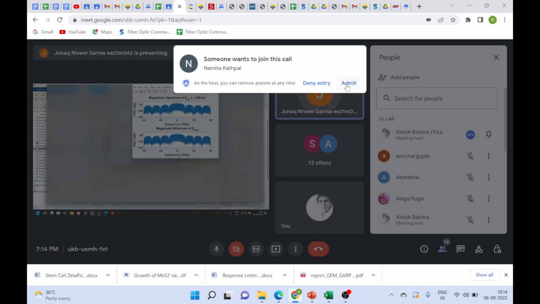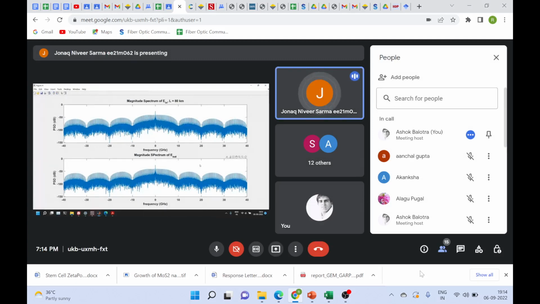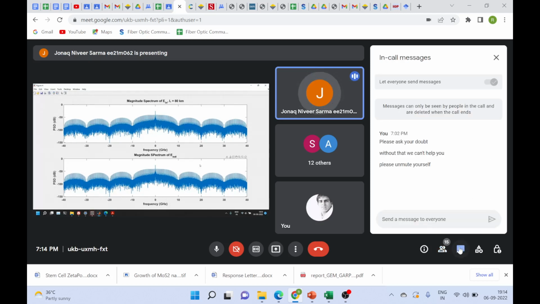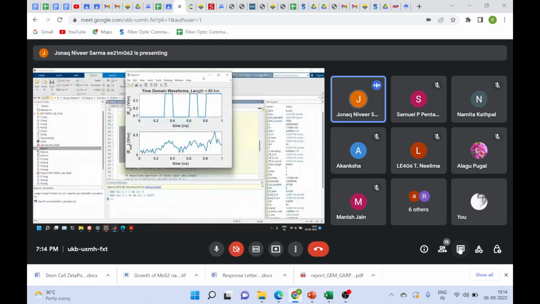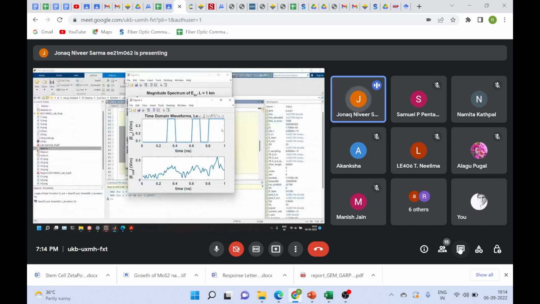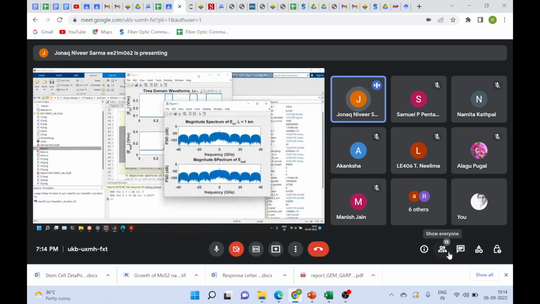the magnitude spectrum shows no difference because the transformation that was applied will mess with the phases, but in the frequency domain, it won't affect the magnitude. So you cannot say that this magnitude spectrum was affected in any way, but you can see that the signals got blurred. This is for 80 kilometers, and we repeated it for 1 kilometer also.